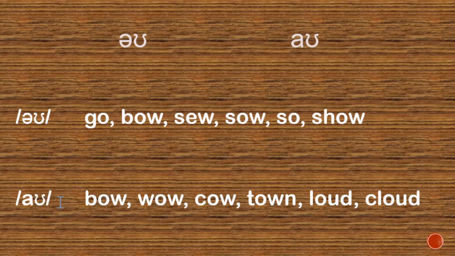Ow sounds. Remember, the articulation begins at a and ends where u begins. Ow. Okay. Bow. Wow. Cow. Town. Loud.